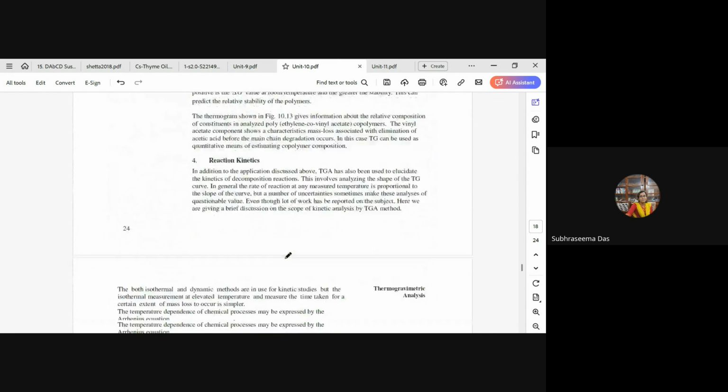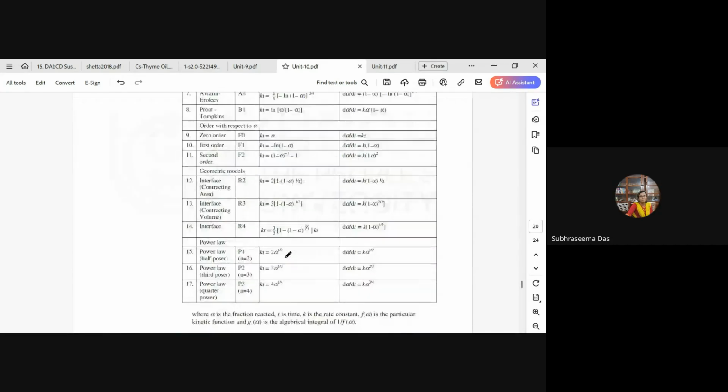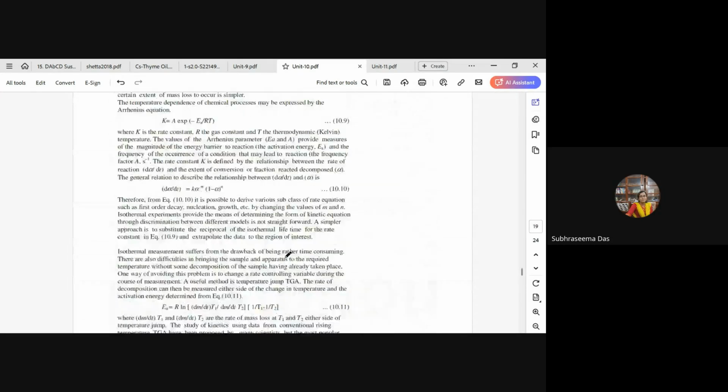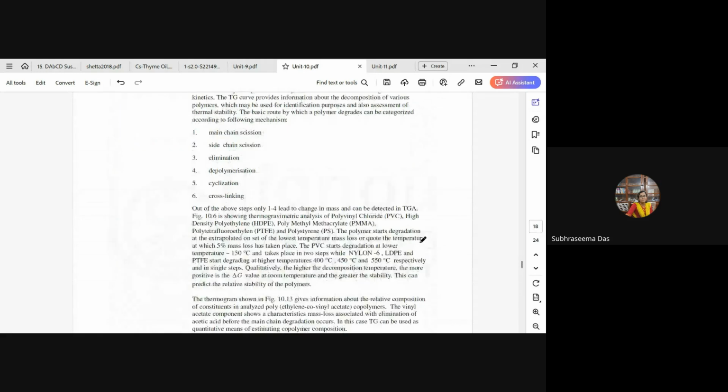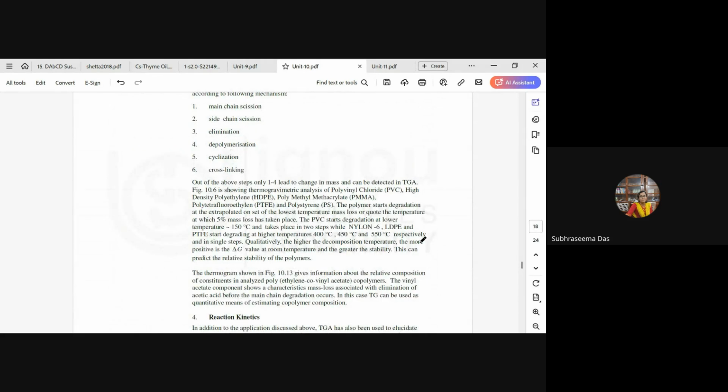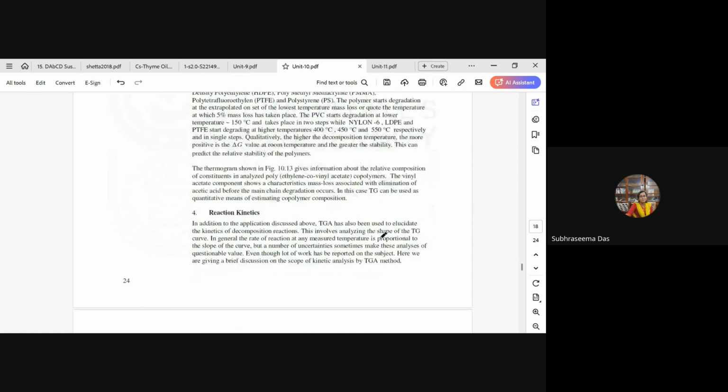So here in figure 10.6, the TGA plots of 5 different polymers were studied. We studied that PVC has a very low polymer degradation temperature, whereas the polymer degradation temperature for polystyrene was higher. Hence, we can say that polystyrene is more stable than PVC.